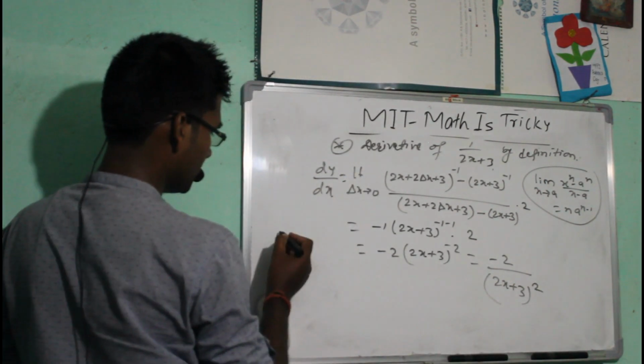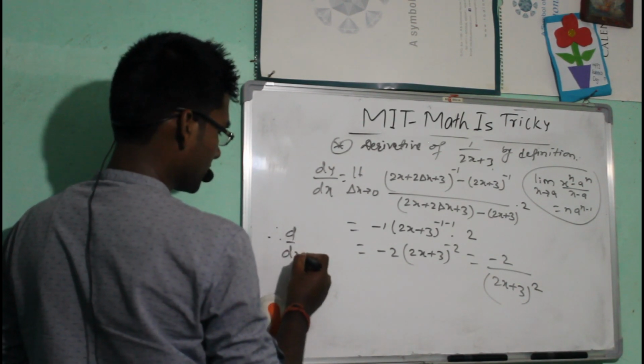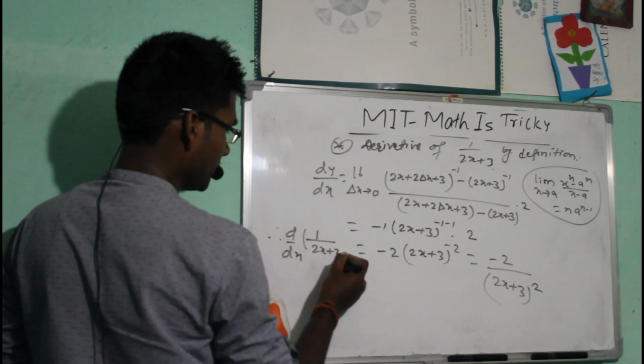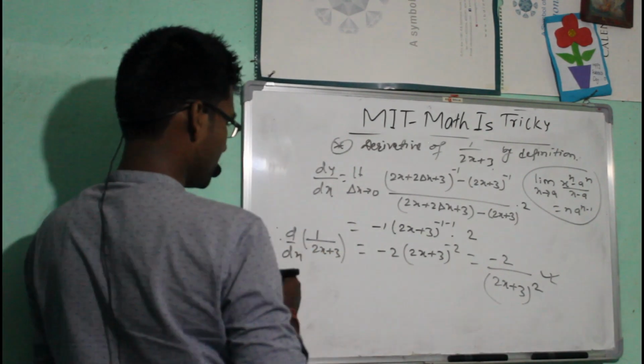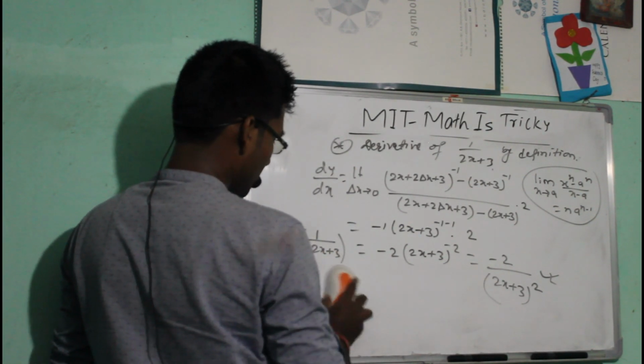That's your answer. This is the derivative of 1 by 2x plus 3, therefore d by dx of 1 by 2x plus 3 is the answer. This is our answer.